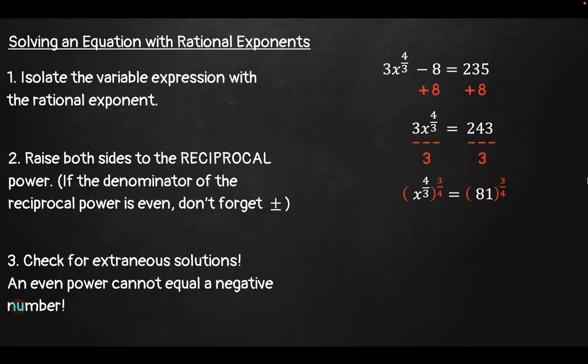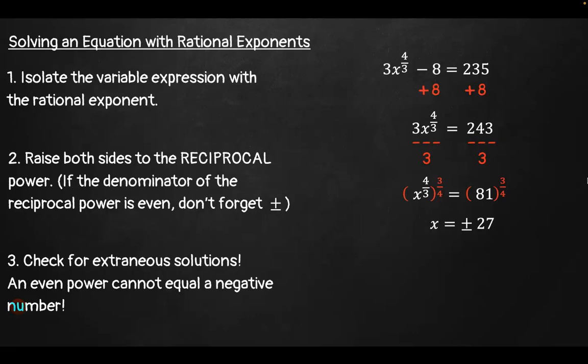So both sides are going to get raised to the 3/4 power. Now, if my denominator of that reciprocal power is even, when I go ahead and write my answer, I'm going to always put a plus minus sign. So 81 to the 3/4 power is plus or minus 27. Now at this point, I want to check for extraneous solutions, and this being that an even power actually cannot equal a negative number.